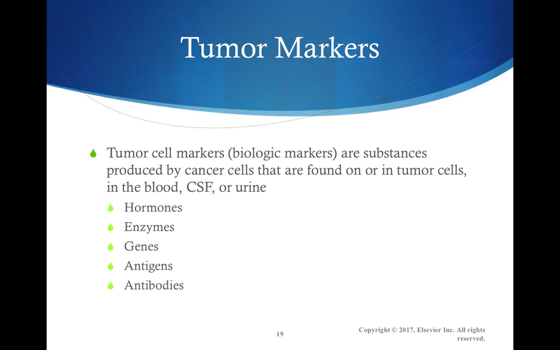Then we also look at the tumor to see what kinds of tumor cell markers and biological markers are produced by these cancer cells or found in or on the tumor cells in the blood, urine, or cerebrospinal fluid. Generally, these are hormones or enzymes. They can be antigens and antibodies. And through our cancer research, we have been able to identify certain hormones or antibodies and antigens that have led to development of treatments that are very specific to the cancer as opposed to that shotgun approach that I talked about before.